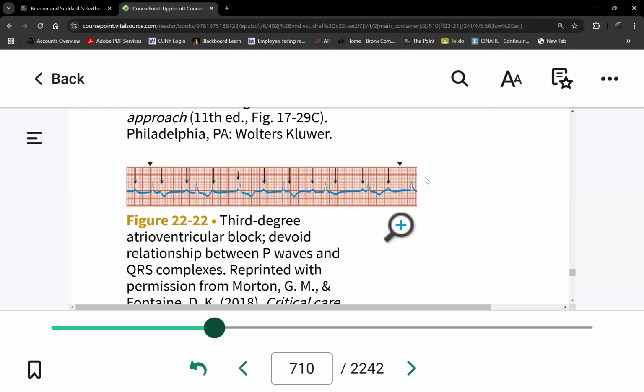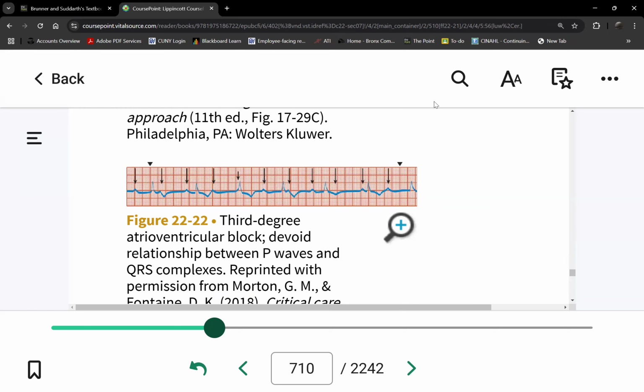A third degree heart block is a complete heart block, meaning is every P wave impulse reaching the AV node? Not at all. Remember, the AV node, is it a pacemaker? It is a pacemaker. So if it's not receiving any impulse from the SA node, will it generate its own? You just said it's a secondary pacemaker.